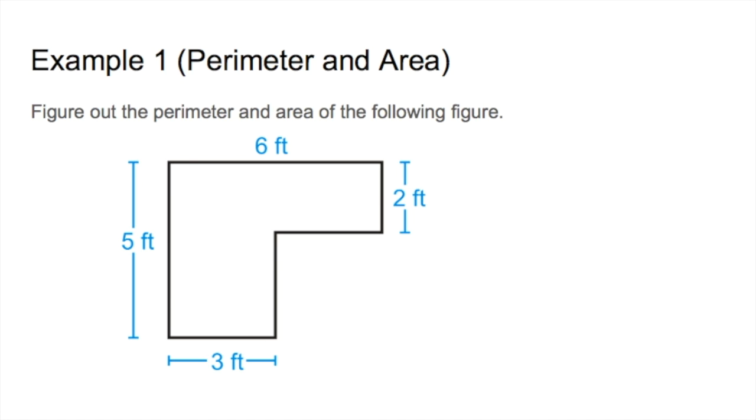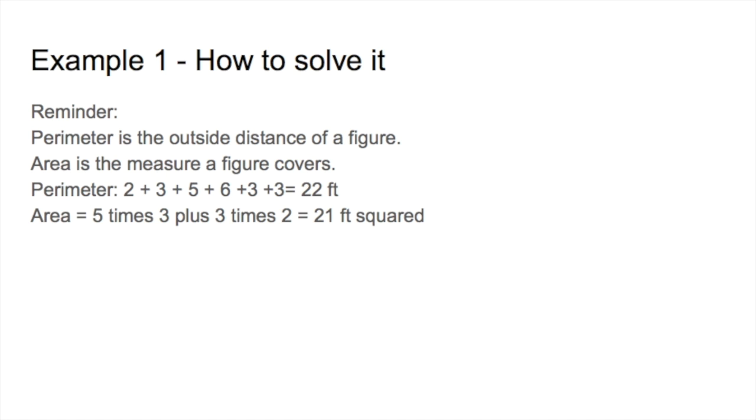Alright, so first off, for the perimeter, you just have to add all the sides up. You get 5 feet, 3 feet. Remember this right here, because since this is 2 feet, this must be 3 feet. So we had 3 feet, 3, 2, and 6. And the answer of that would be 22 feet.